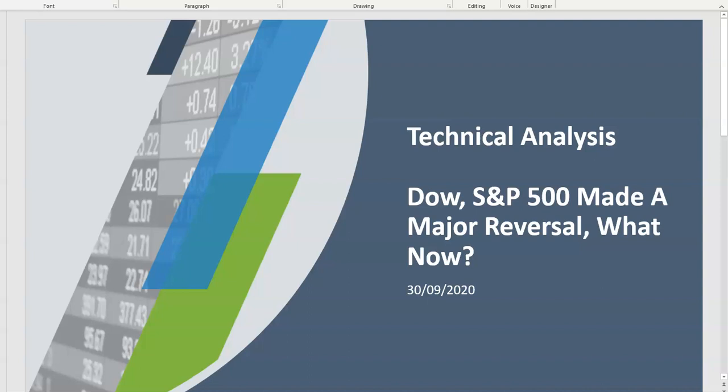Today, what we're seeing in the market is a major reversal in the stock market. And that requires our attention. That requires us to revisit those important support levels and revisit our outlook for the US stock market. And that is exactly what we're going to do.